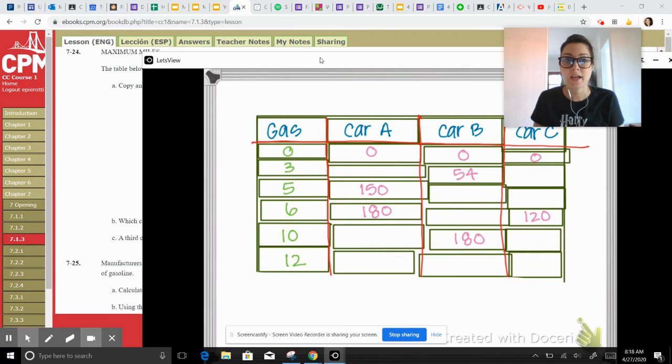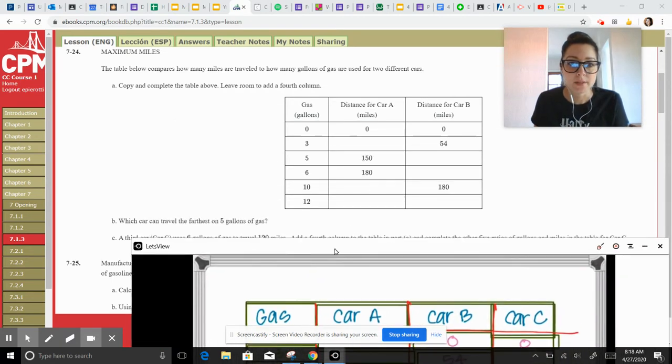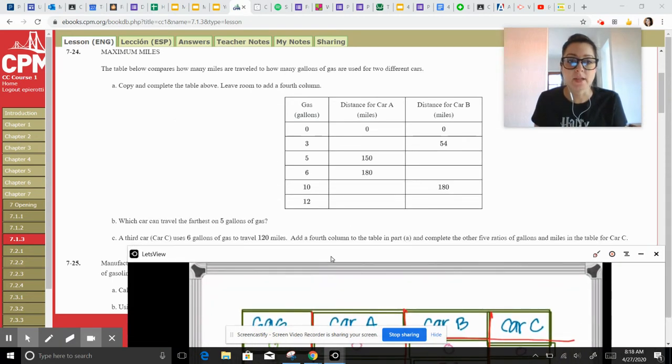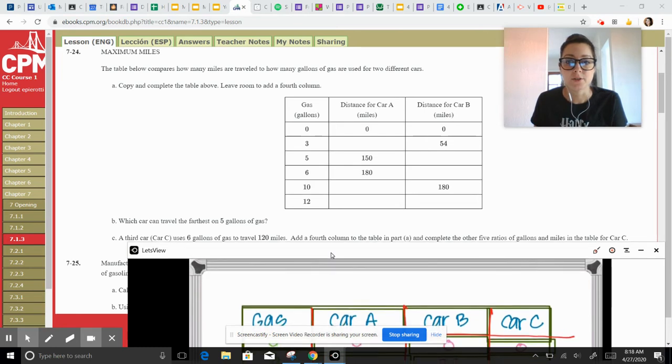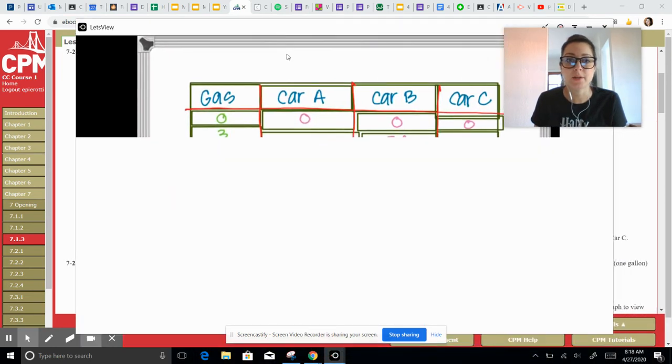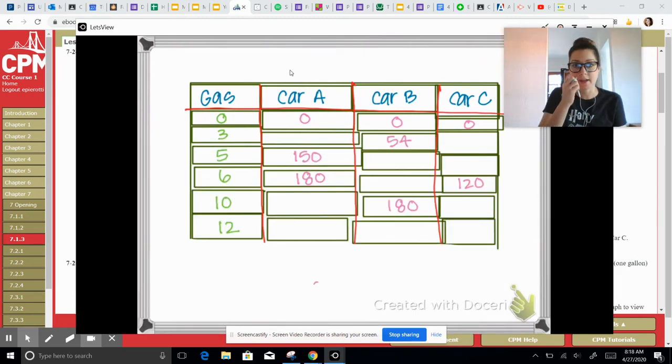And then I went ahead and added car C's column because we're going to be using that in part C, where it says a third car uses 6 gallons of gas to travel 120 miles. So I just went ahead and added that in there.